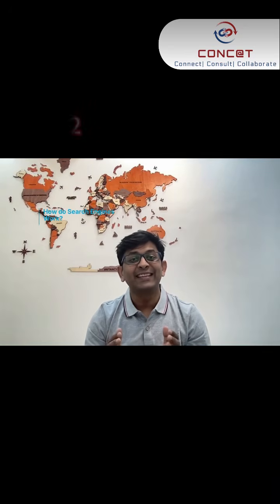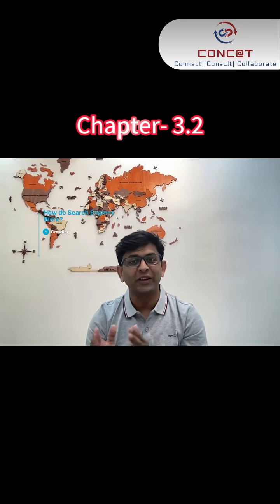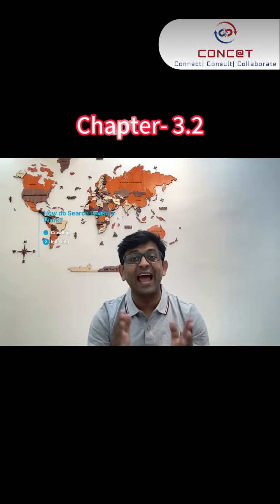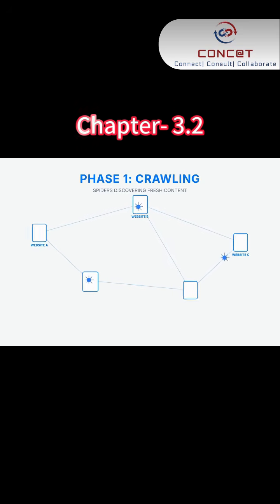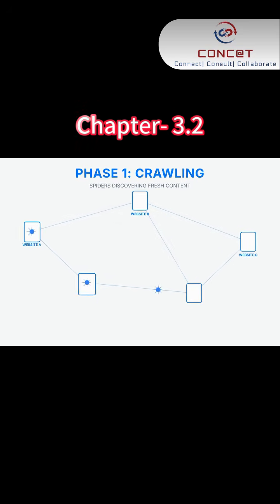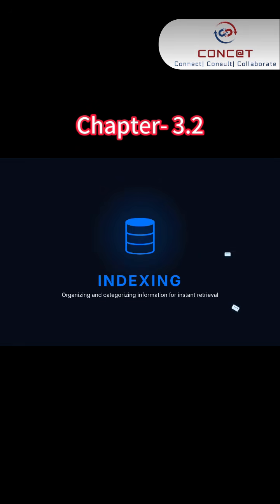Now that we know the basics, let's take a closer look at the three core operations: crawling, indexing, and ranking. First is crawling. Search engines use programs called web crawlers or spiders to search the web for fresh material by visiting millions of pages. Next is indexing. The Google Index organizes and categorizes all that information so it can be retrieved instantly when someone searches.